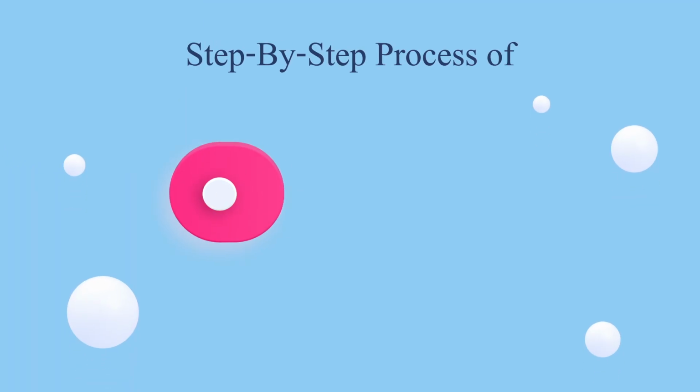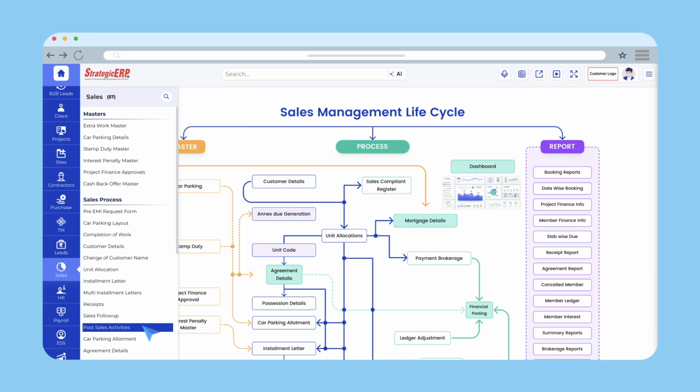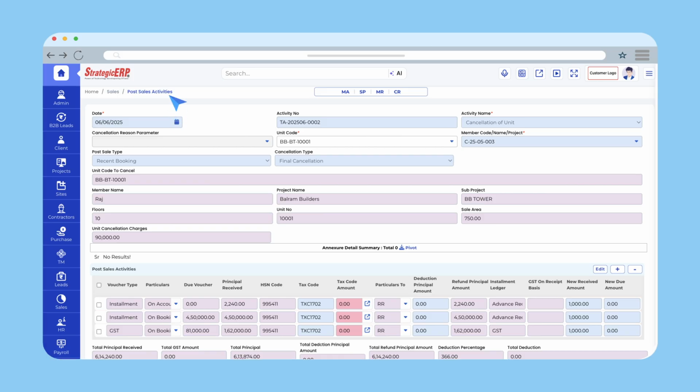Let us understand the step-by-step process of entering post-sales activities in Strategic ERP. Navigate to the Post-Sales Activities form under the Sales Management module. In the Post-Sales Activities form, you can perform 4 types of activities such as cancellation of unit, transfer of unit, transfer of amount and refund of amount.